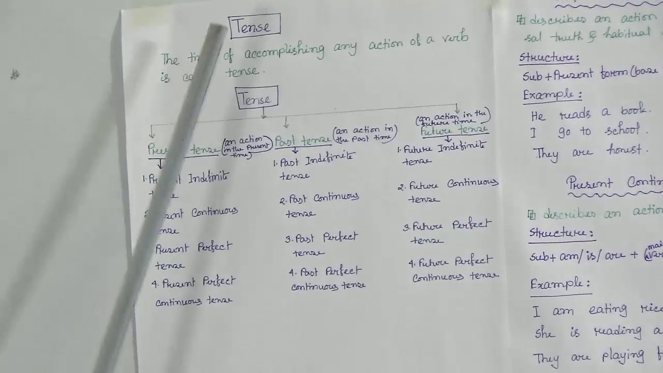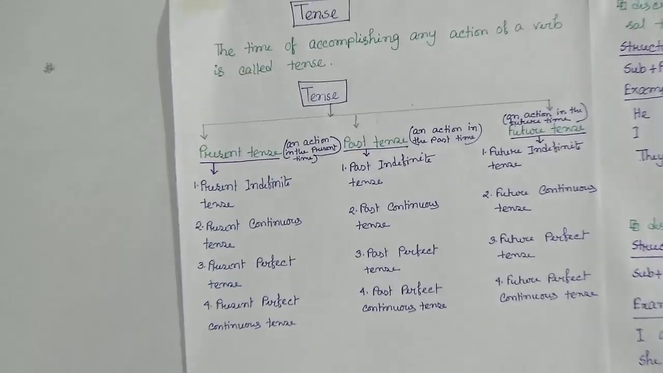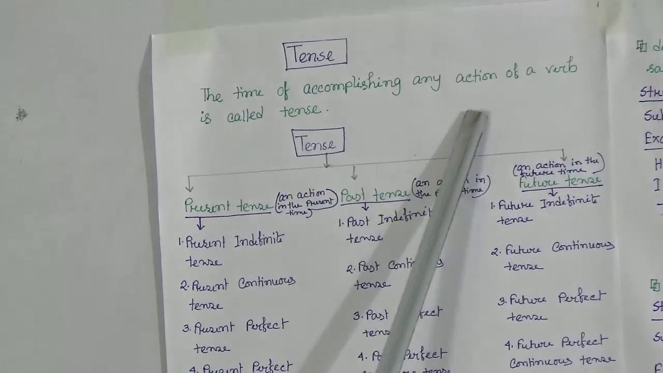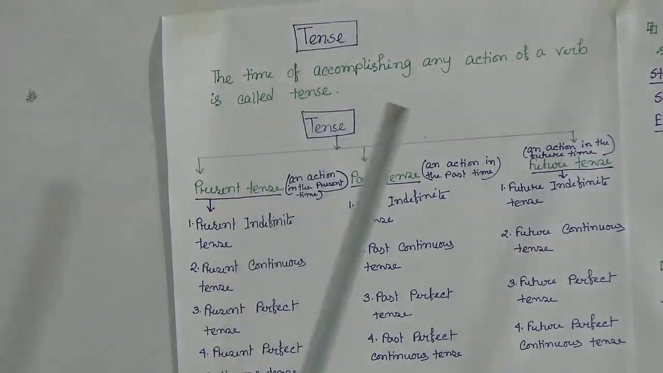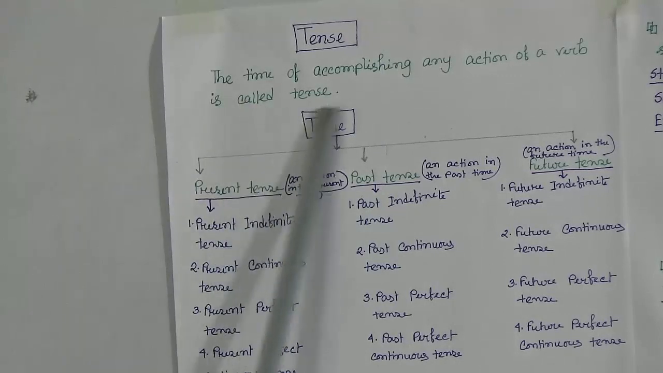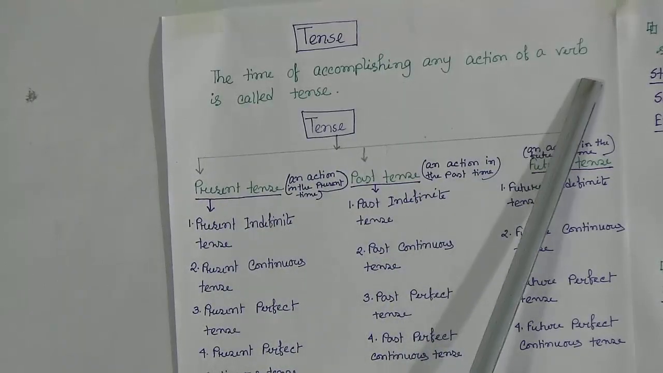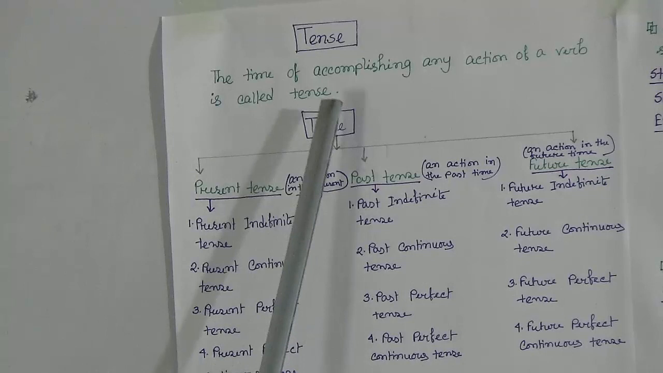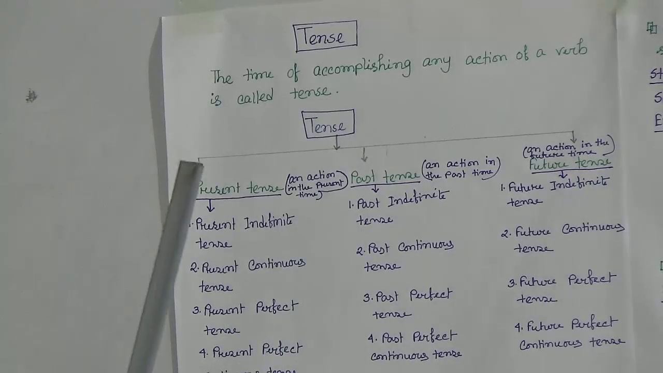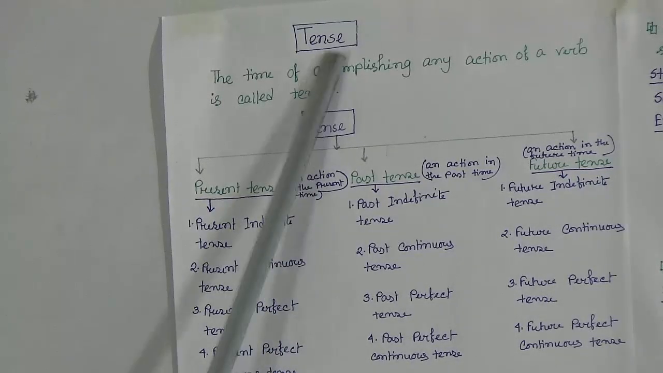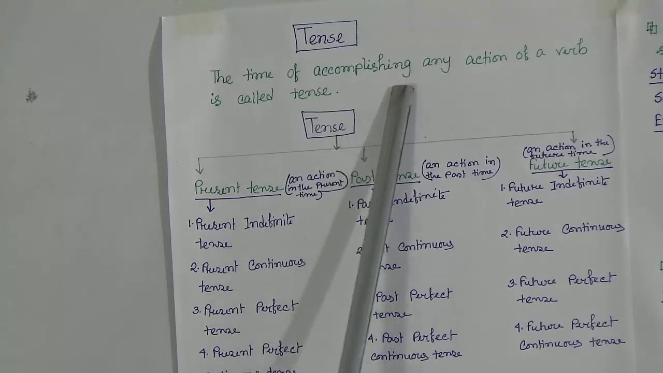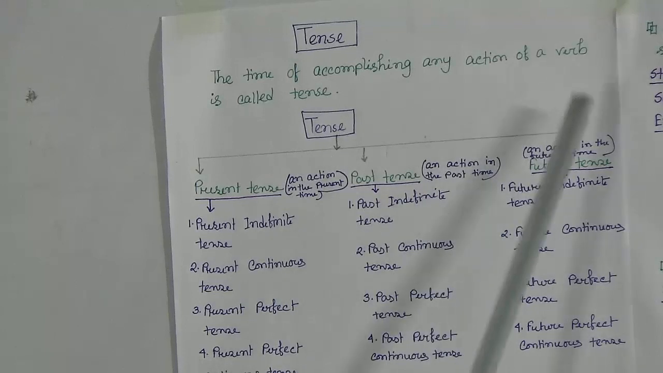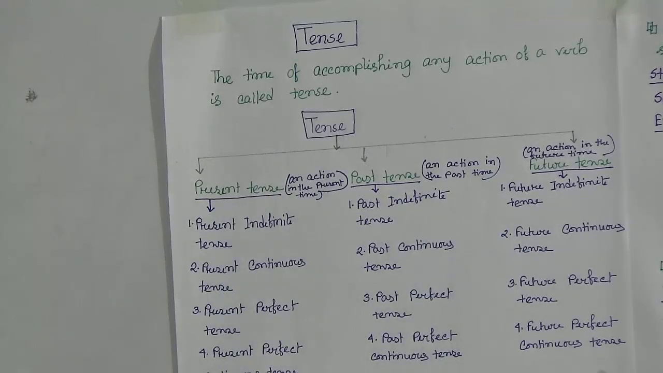At first we have to know what is tense. Tense is actually the time of accomplishing any action or any work of a verb. The time of accomplishing any action of a verb is called tense.